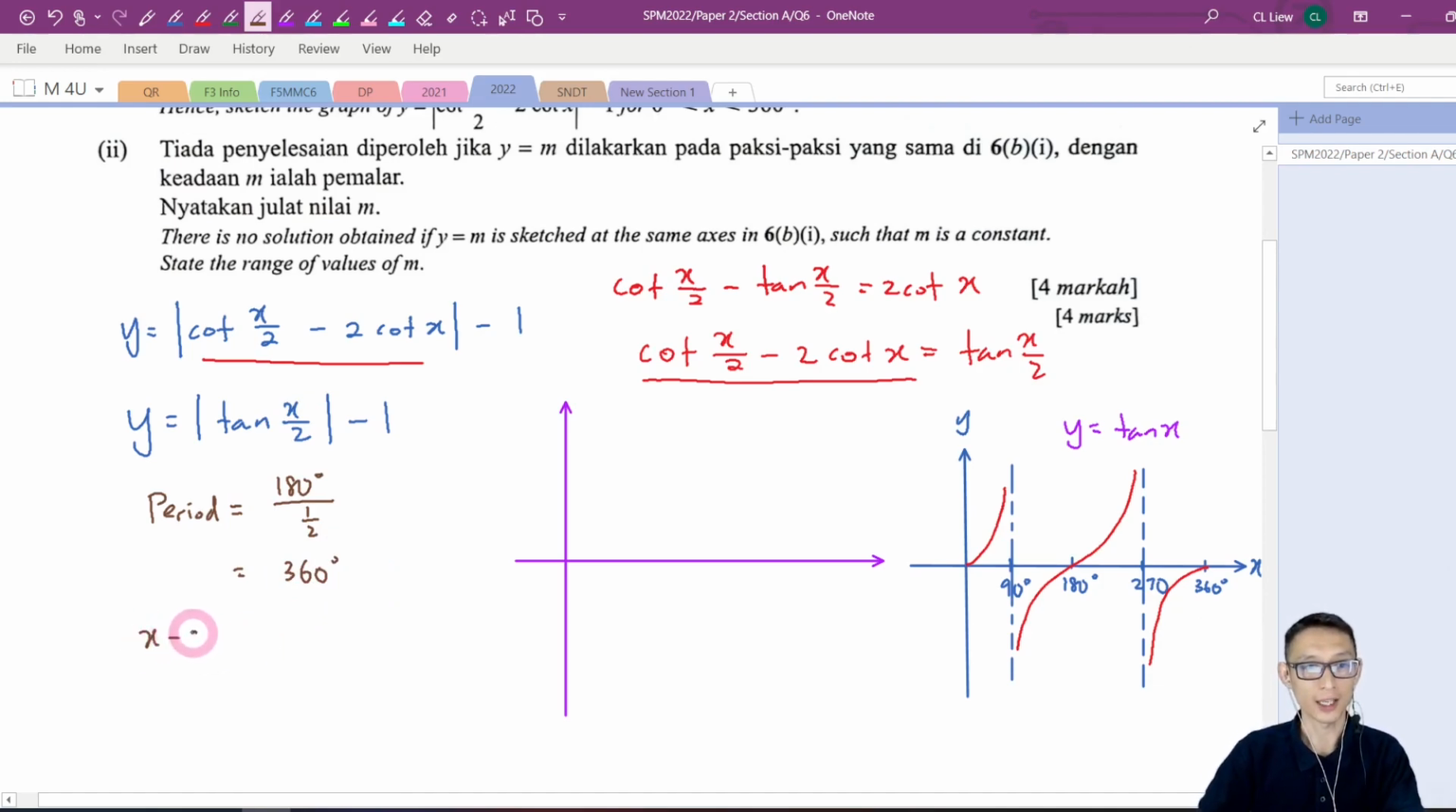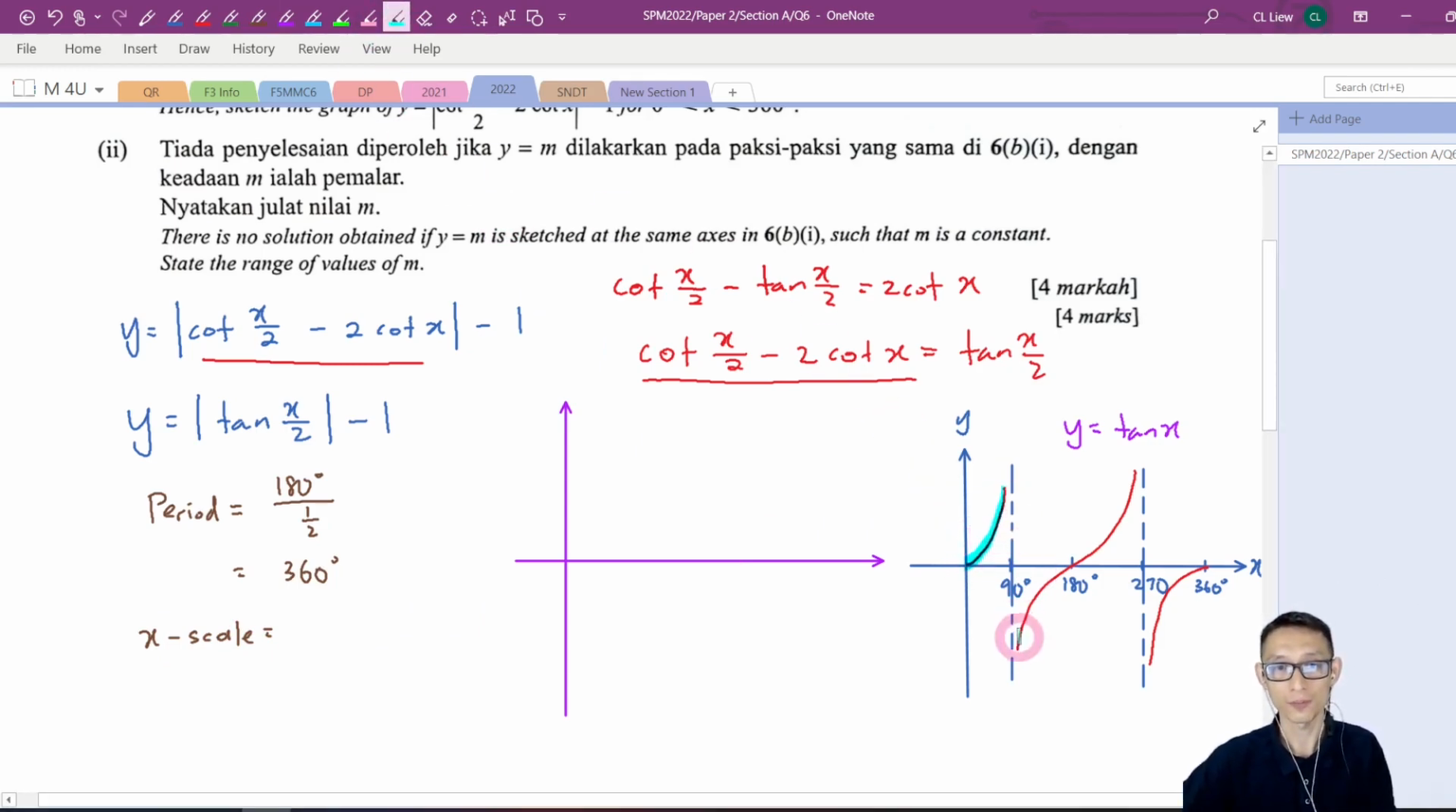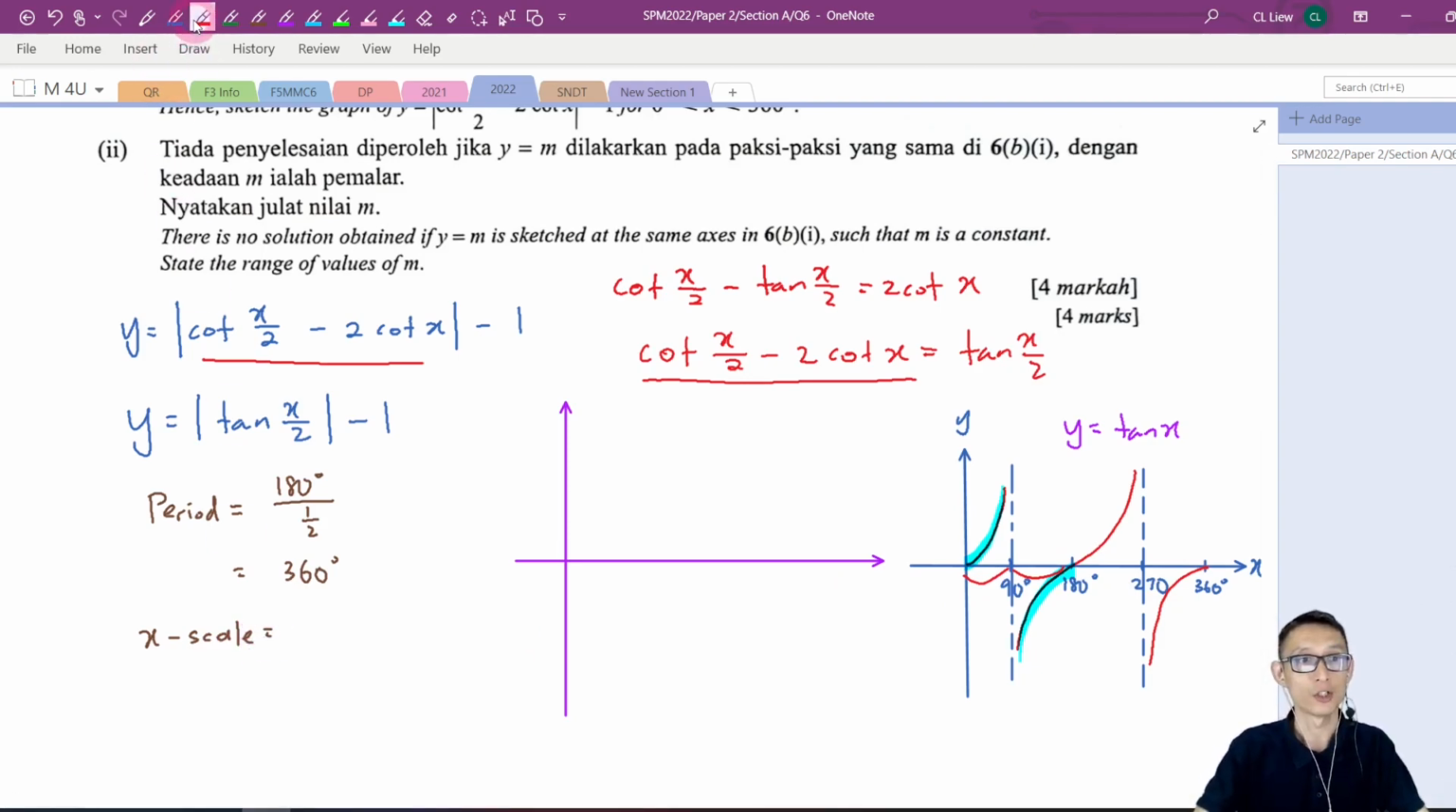Then we calculate the x scale. For sine and cosine, we divide by 4, as I told you before. But for tangent, we only divide by 2. Why? Because one cycle is 180 degrees. We have 2 intervals. That's why we will divide it by 2. So I'm going to divide this 360 degrees by 2, not 4. Okay, this is 180 degrees.